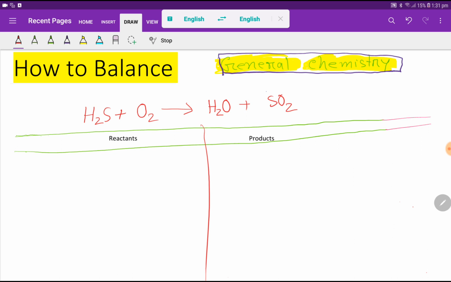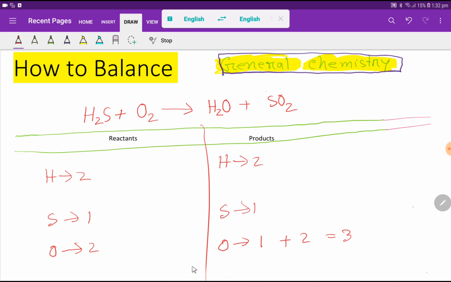So in the reactant side we have two hydrogen, then we have one sulfur, and here we have oxygen, that is 2. In the right hand side we have hydrogen, which is 2. Then we have here oxygen, which is 1. Plus look, here we have also 2 oxygen. So basically we are getting 3 oxygen. And then we have here sulfur, that is 1.